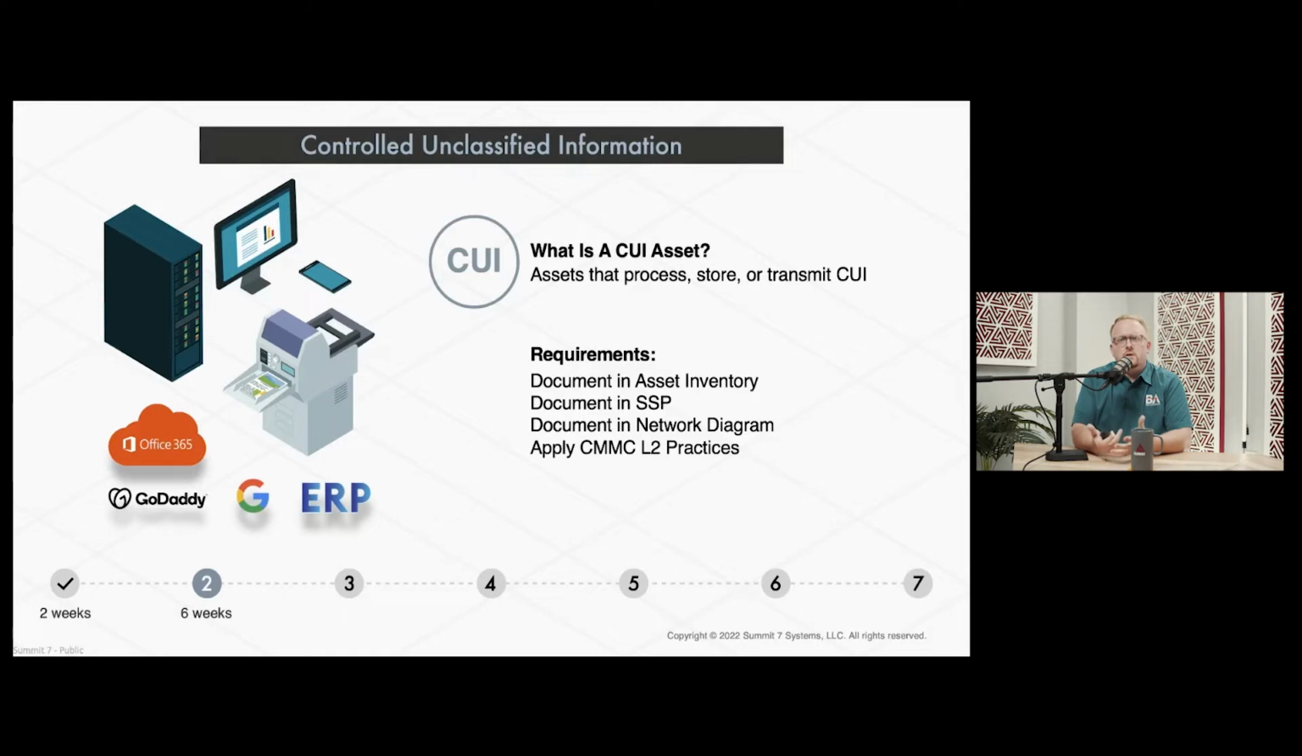So what are the requirements? What do I have to do with this type of asset? Well, I have to document it, and I have to document it a lot. So I have to make sure it's in my asset inventory. I have to make sure it's in my system security plan and my network diagram. But here's the wonderful thing at the end. I also have to make sure that it's configured appropriately, following the CMMC level 2 controls, because that's what Big Acronym's going after. They want to be CMMC level 2 certified.